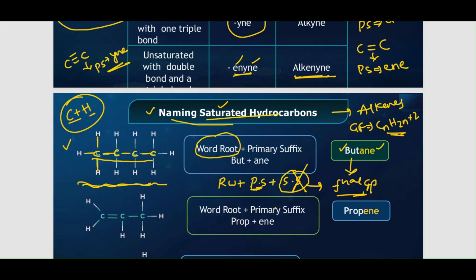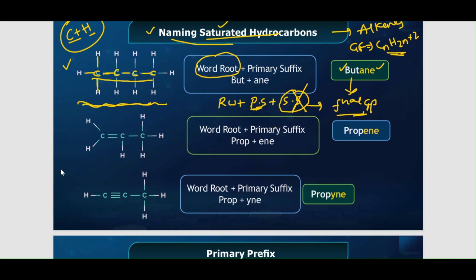Now, next one, you can observe here I have given one more compound. In this carbon compound, you can observe that some double bond is present, right? So in this carbon compound, you can observe the 3 carbon atoms.